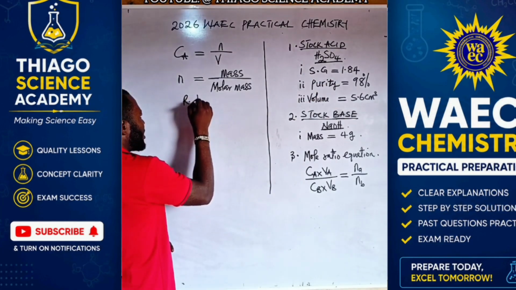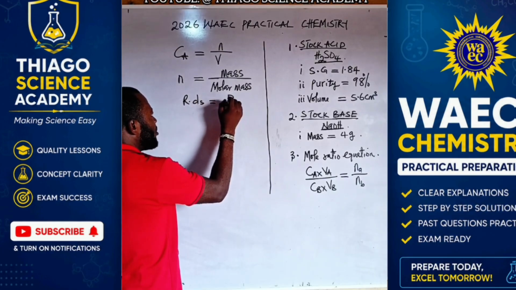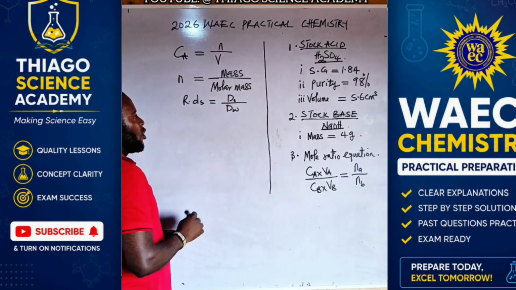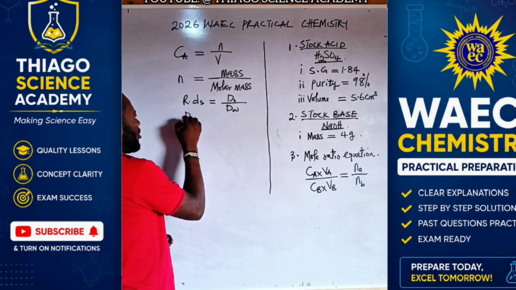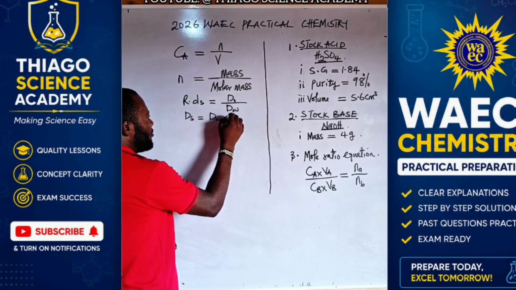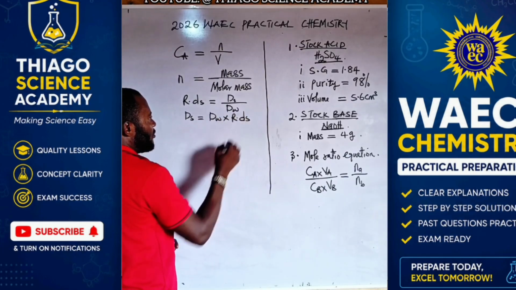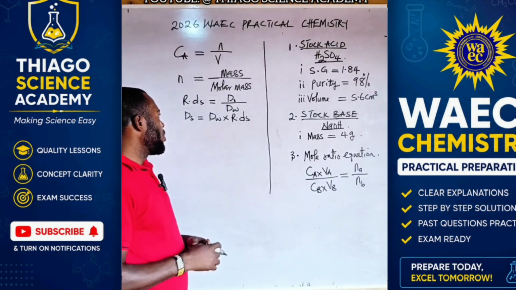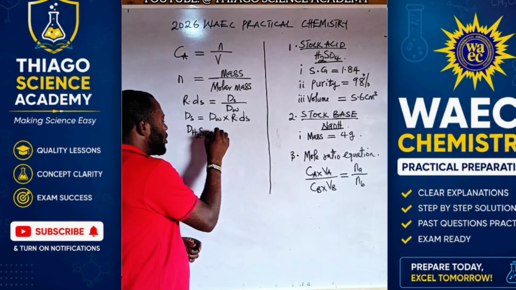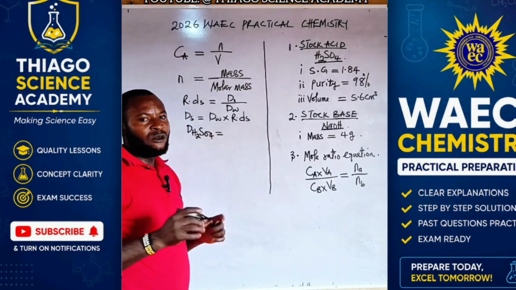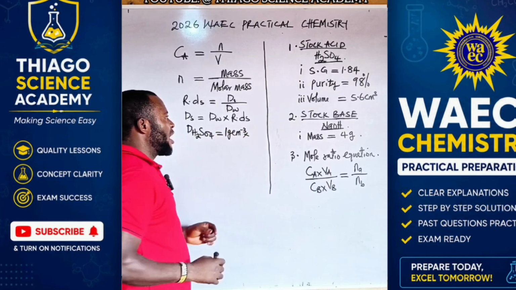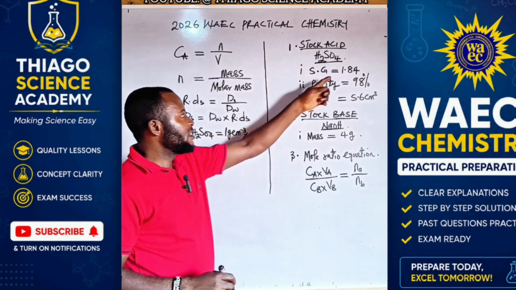Relative density of a substance is equal to the density of that substance all over the density of water. Which means if I want to get the density of a substance, it is going to give me the density of water multiplied by the relative density or specific gravity of that particular substance. So density of H2SO4 is equal to the density of water. Density of water is 1 gram per cm cube, then multiplied by the relative density.